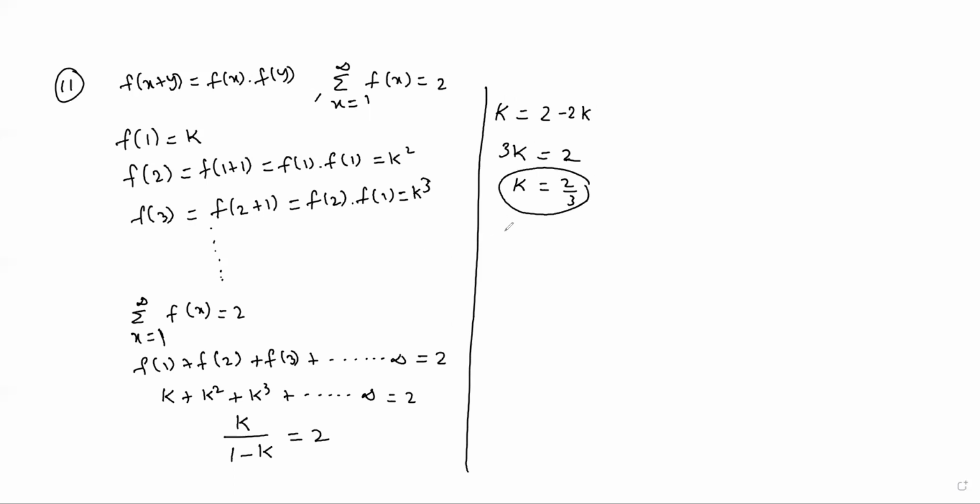Okay, now which one are they asking? F of 4 divided by f of 2. F of 4 is k power 4, since f of 3 we got as k cube. F of 2 is k square. K power 4 by k square is k square. We know k already, so k square is 4 by 9. 4 by 9 is nothing but option D, which is the correct one.